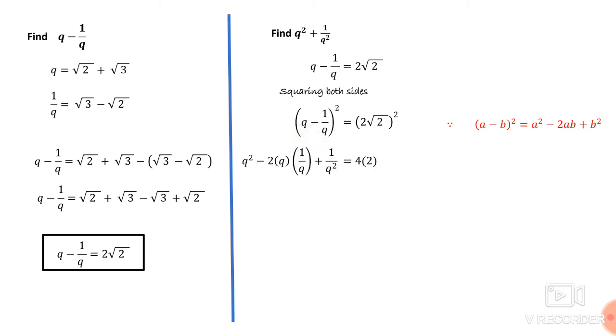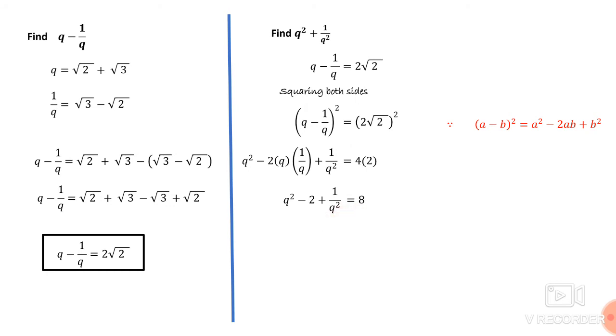Applying the formula, we will get q square minus 2q bracket 1 upon q plus 1 upon q square equals square of 2 is 4 and square of square root 2 is just 2. Simplifying them, this q and q will be cancelled out, and we are left with only q square minus 2 plus 1 upon q square. Here this 4 and 2 will be multiplied together, and the answer is 8.